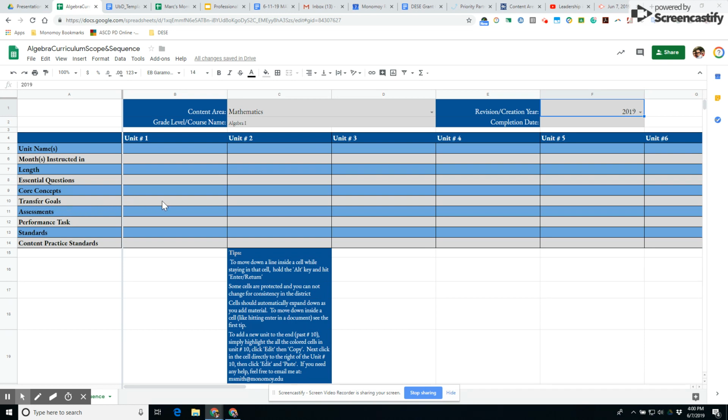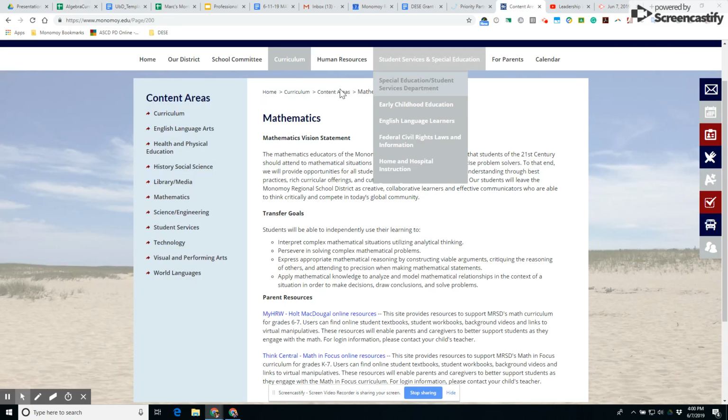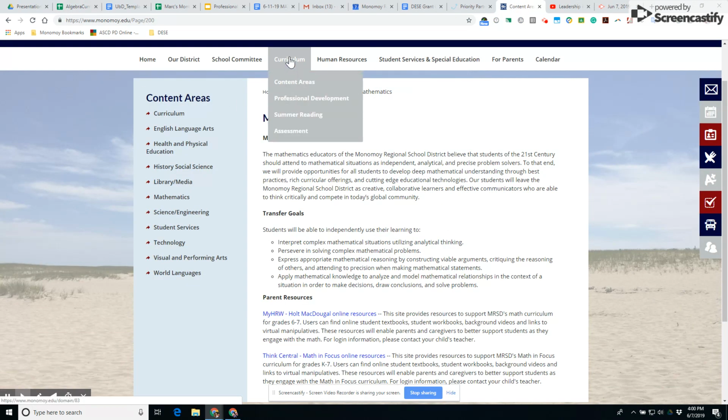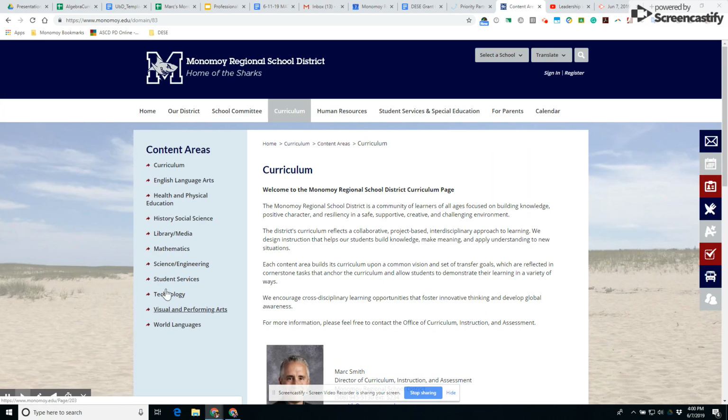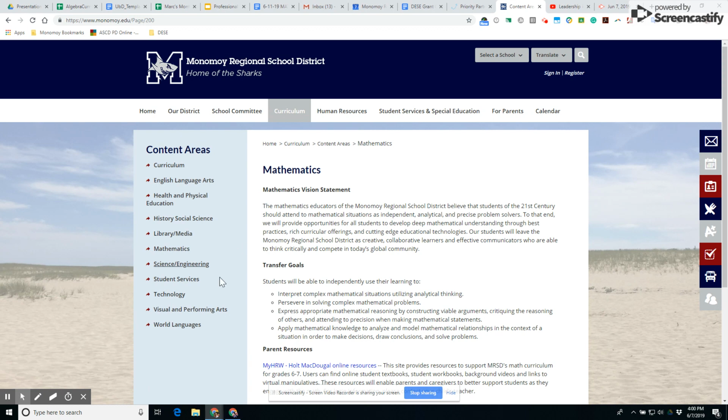Transfer goals. You're going to be thinking about your transfer goals from within your department. If you don't remember where those are, go to the Monomoy Regional website, go under curriculum and click on the content areas, which are listed depending upon which department you're in. Staying with the math example, we'd click on the math department. When the district first came together, these transfer goals were established. These are the big picture wants for mathematics instruction across the district. So you're looking at this list and identifying within the unit which one might best fit.